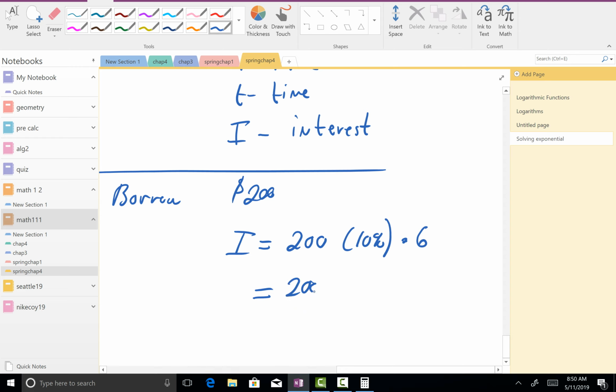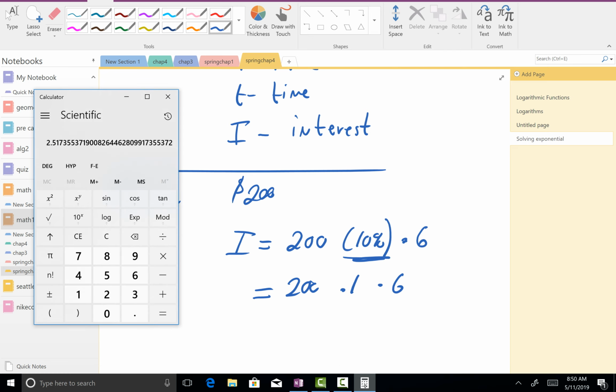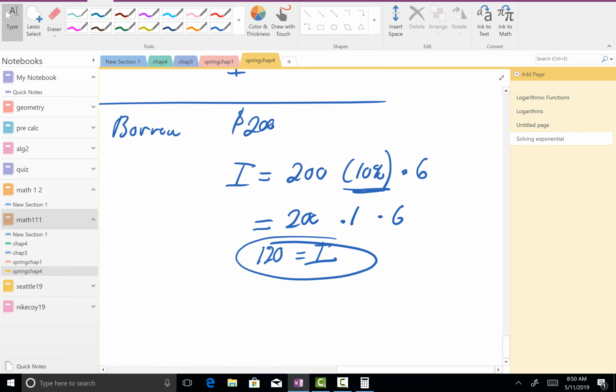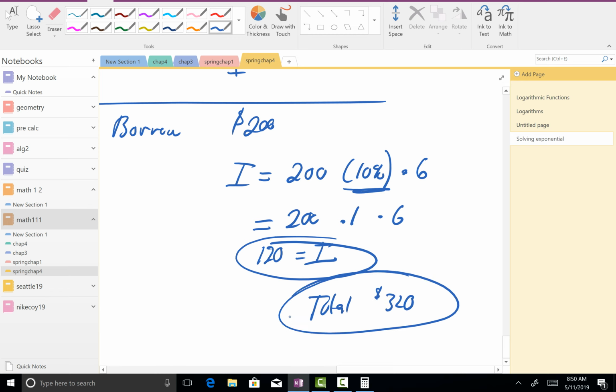So we're going to go 200, change this to a decimal. Six. And then multiply it. So this is just a perfect example of, see, you almost doubled your money there. Now remember, that's just the interest. So the total is going to be $320. So that's just simple interest.